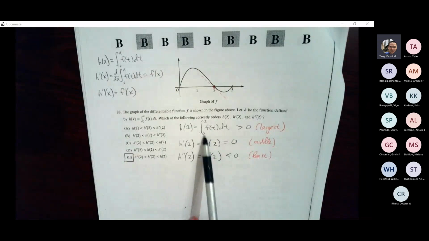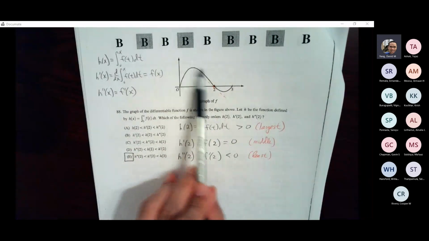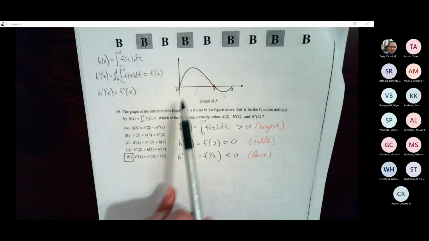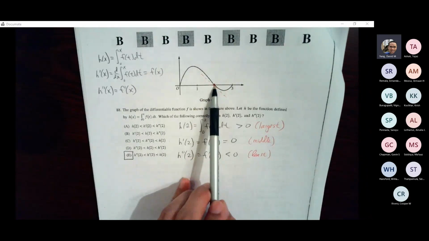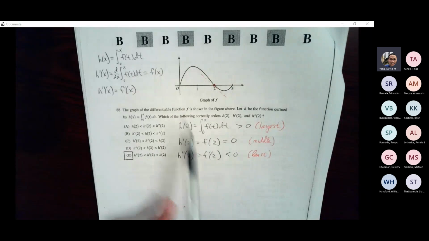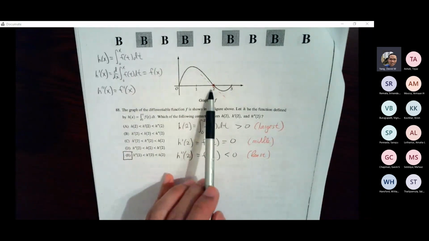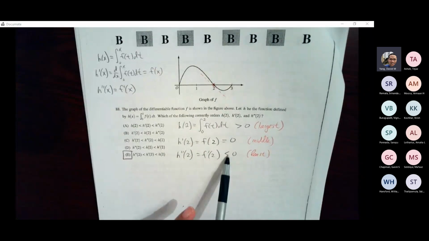So h of 2 is the area of f of t from 0 to 2. This is obviously above the x-axis, so it's a positive value. h prime of 2 is defined as f of 2. So f of 2 is just the x-intercept, which is a y value of 0. h double prime of 2 is f prime of 2. f prime of 2 is asking for the slope of the f graph at 2, and the slope is negative.